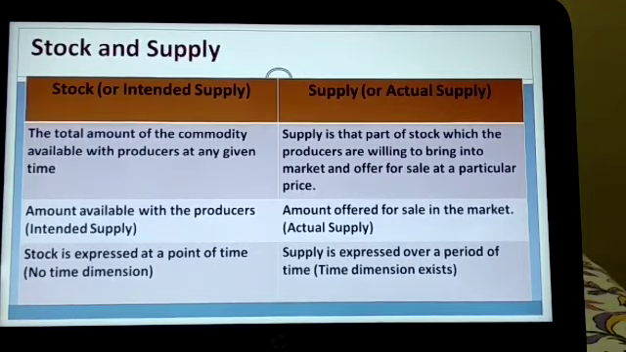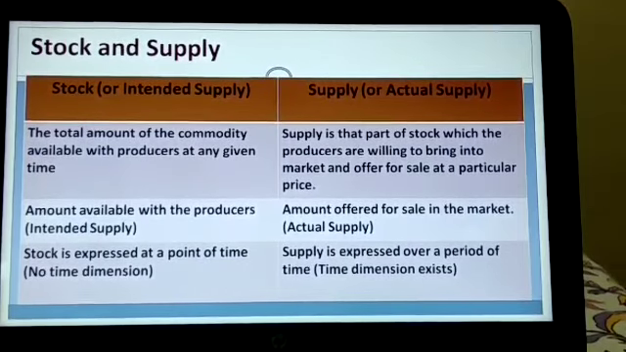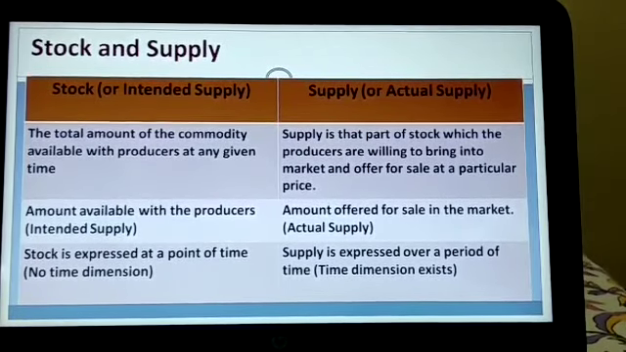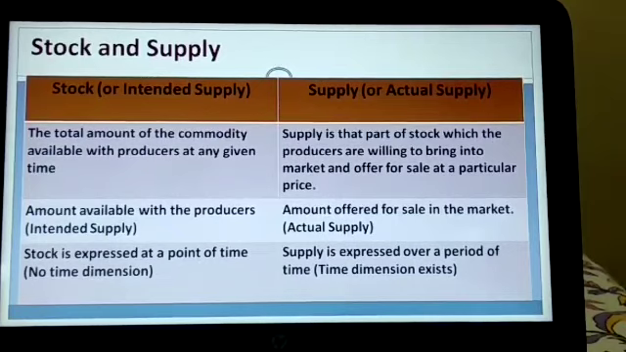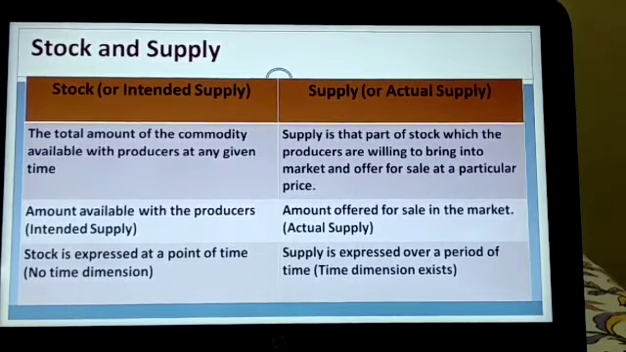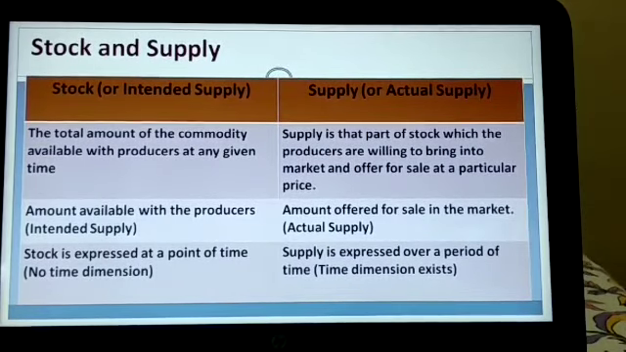Let us do this topic in detail. Stock: the total amount of the commodity available with the producers at any given time. So what is meant by stock? Whatever quantity of the product the producers are producing is what is called the stock. It is also called intended supply, meaning the producer, if he wishes, can supply the commodity. Again, I am repeating, the producer, if he wishes, can supply this particular commodity. So it is called intended supply.